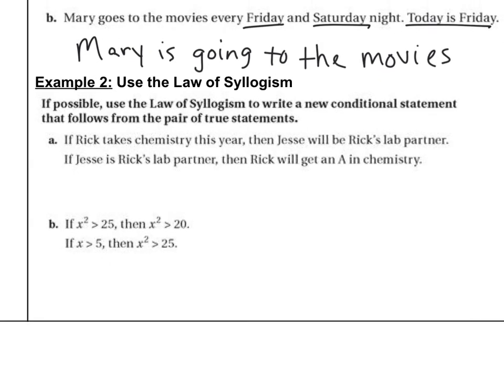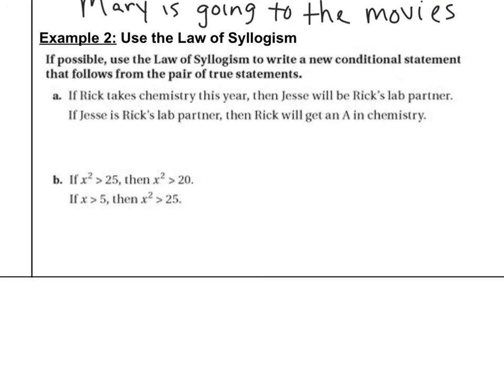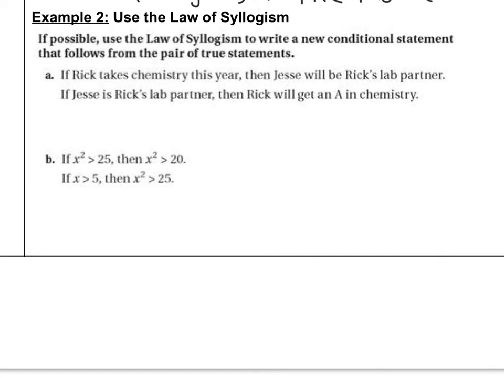Now the law of syllogism, which we'll talk a little bit more about. It's kind of like the transitive property. We're going to look to see what each statement has in common, cross it off, and then we can get rid of it. But let's take a look at example 2a. If Rick takes chemistry this year, then Jesse will be Rick's partner. So here is a hypothesis, and then here is a conclusion.